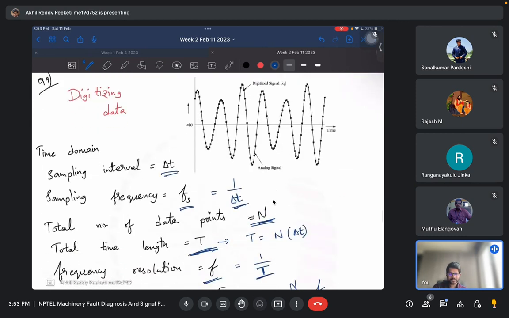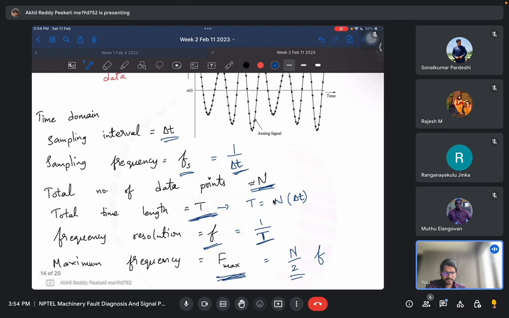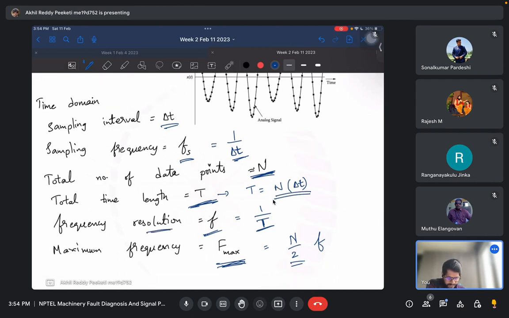And next we looked at when you are digitizing an analog signal, what terms you need to see and what they are called. One is the sampling interval, the time intervals at which you are collecting the data, and the reciprocal of that would be the sampling frequency. How many data points you collected, that would be the n, and the total time length over which you collected the data is simply the number of data points times the sampling interval.